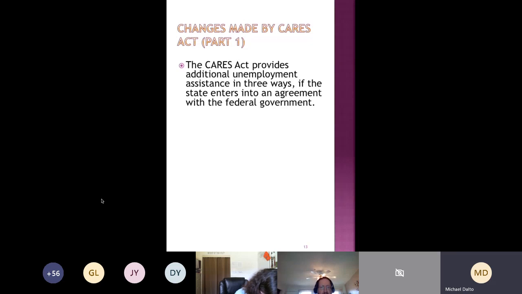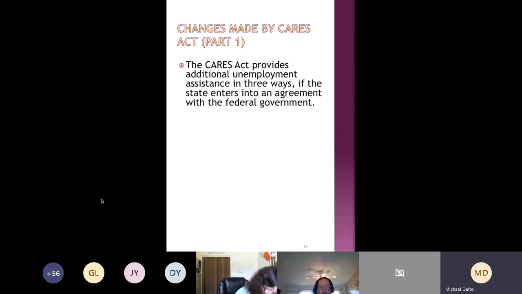We're going to be talking about the changes to unemployment benefits made by the CARES Act. So the CARES Act expands unemployment assistance in 3 critical ways if a state enters into an agreement with the federal government. And I would wager that most likely every state has entered into such an agreement because they can't afford not to, with all the federal money that's being offered and the expanded unemployment benefits.